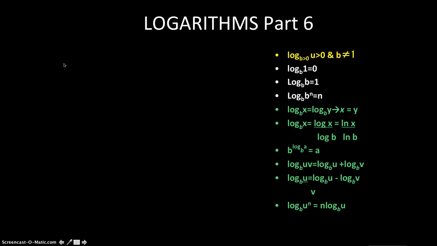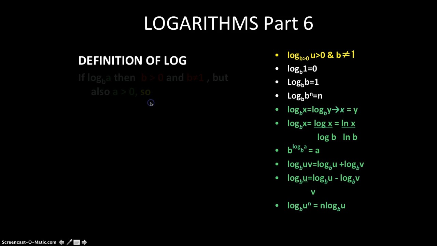This is our sixth part of logarithms. Again, we're going through samples of how to solve logarithms, hoping that you can pick this up. Here again, the definition of logarithm is log base b of a, where b has to be greater than 0 or positive, but it cannot be equal to 1. And then also a has to be positive also.